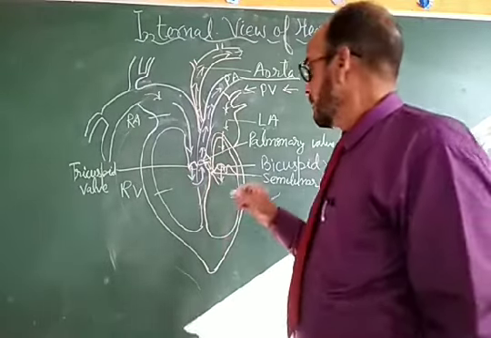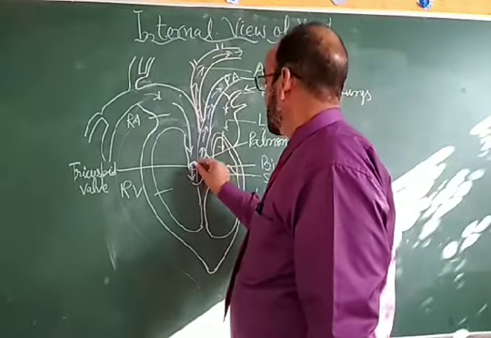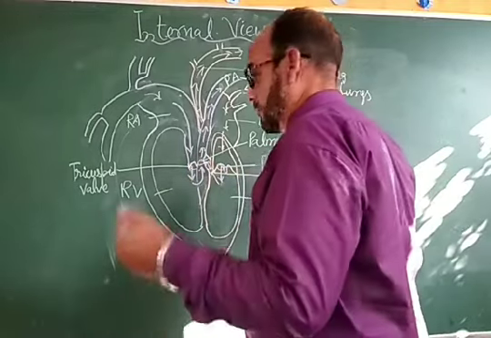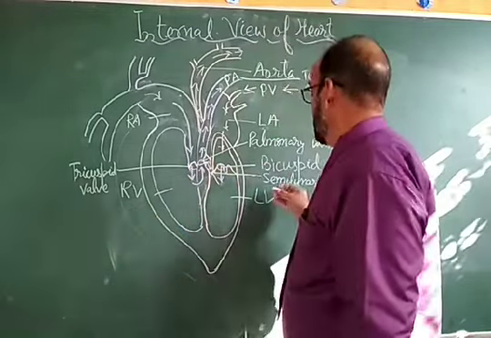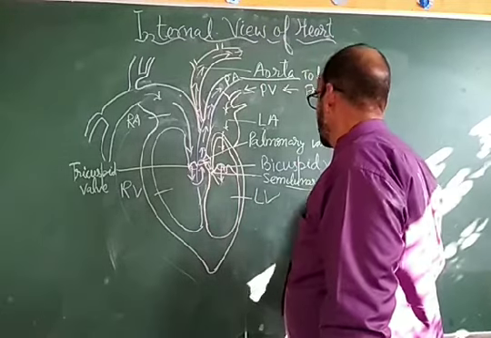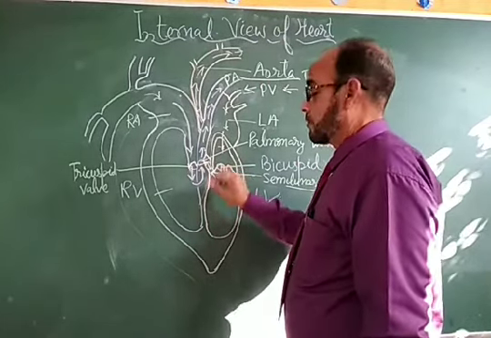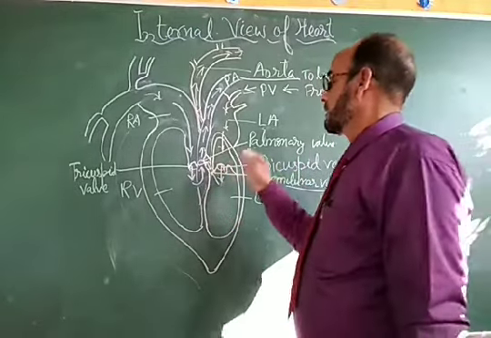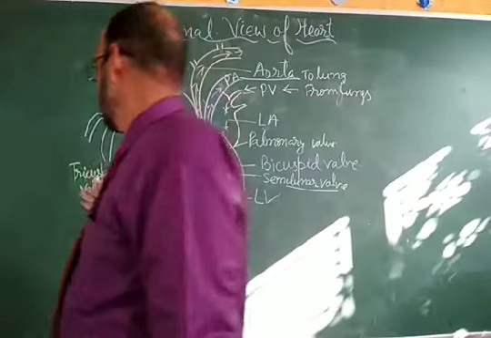So my dear students, the lub sound is produced by the bicuspid and tricuspid valves, while the dub sound is produced by the semi-lunar valve, that is, when it gets closed, then the dub sound is produced. So the lub dub sound is produced by these valves: bicuspid, tricuspid and semi-lunar valve.